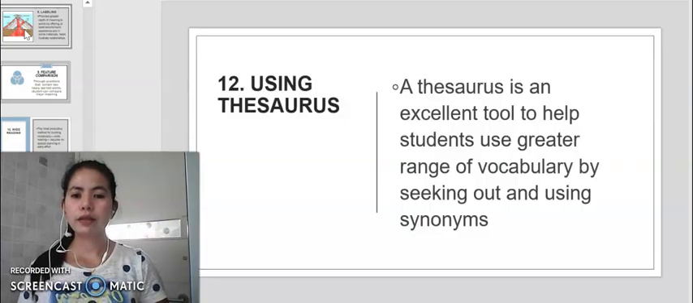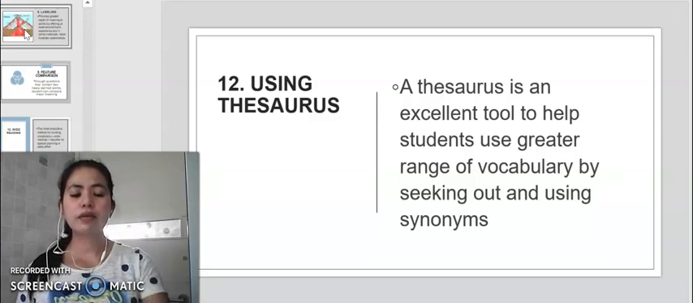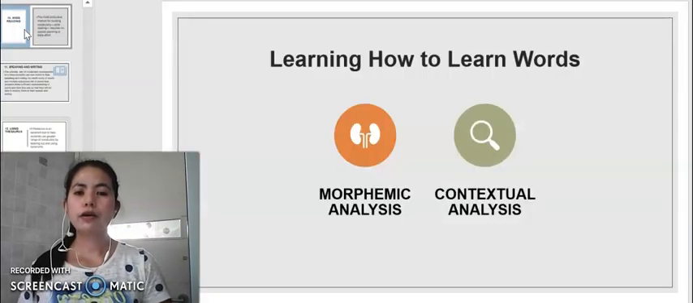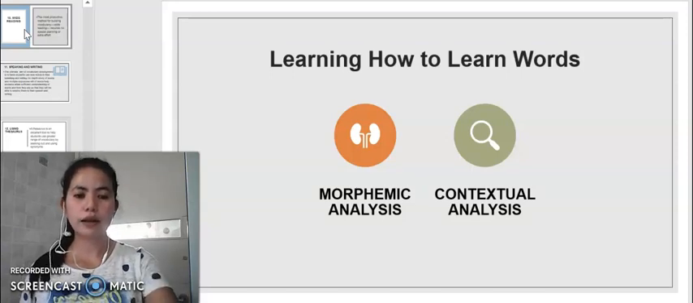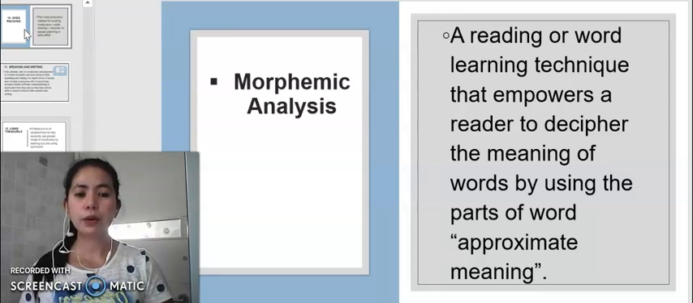Number 12, using a thesaurus. A thesaurus is an excellent tool to help students use a greater range of vocabulary by seeking out and using synonyms. Example is a dictionary, looking at the word in the dictionary. And there are two kinds of learning how to learn words: the morphemic analysis and the contextual analysis. A morphemic analysis is a word learning technique that empowers a reader to decipher the meaning of words by using the parts of the word. It gives an approximate meaning.